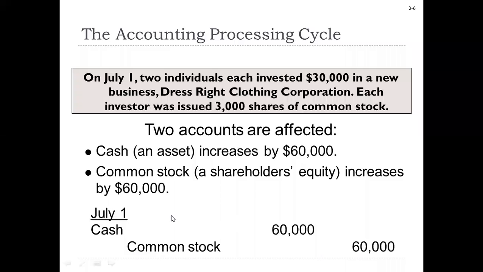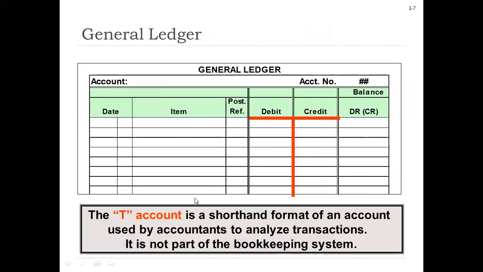And the form of this journal entry, notice that the debits are listed first. The credits are indented so that we can readily identify that those are credits. So we have a debit of 60,000 and a credit of 60,000. And remember, for every transaction, debits must equal the credits. And in this case, it does, 60,000 each. Okay, so that was the recording in the general journal.